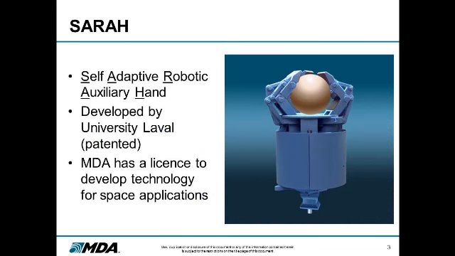So I'd like to start off and introduce you to SARAH. SARAH is an end effector hand, the basis of which was developed by Université Laval in Quebec, and it's a self-adaptive robotic auxiliary hand. MDA has collaborated with Laval mainly for the purpose of developing multi-purpose end effector actuation that can grab onto any type of surface. So MDA has a license to further develop this technology.